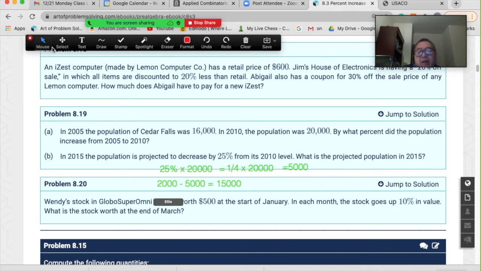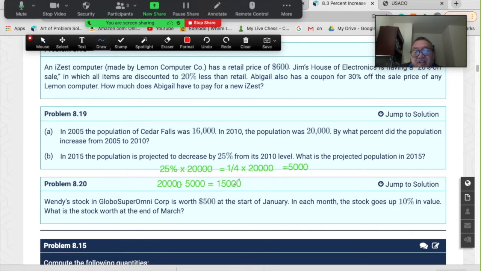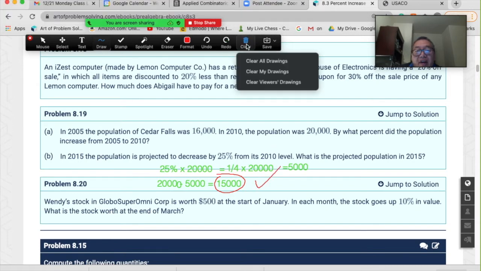$20,000. You missed the 0 in the 20,000. Okay, 20,000 minus 5,000. You got 15,000. Yes, correct. So your answer is 15,000. That's correct. Okay, very good.